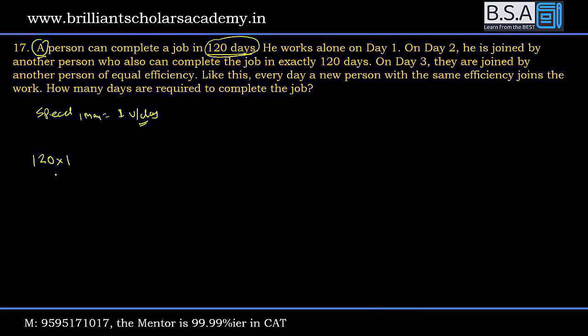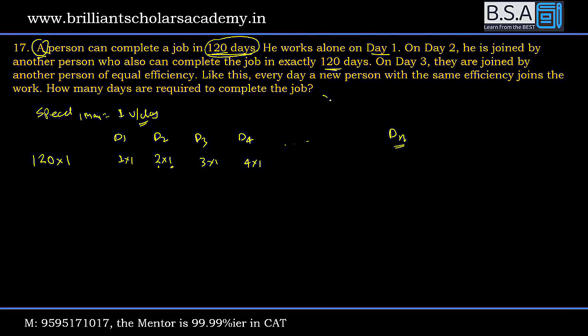Now, how is this work being achieved? On day 1, there is one individual with the speed of 1. So 1 unit of work done. Day 2, he is joined by another person who can do the same job in 120 days. Their speeds are same. So now there are two people working for 1 day. This is day, this is number of people. Speed is 1. On day 3, there are 3 people with speed 1. On day 4, there are 4 people with speed 1. The question is, on which day will the work be completed?